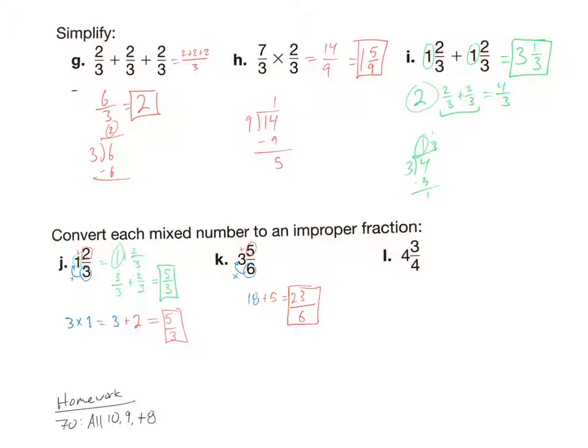One more time. I'll say 4 times 4. That's 16, plus the number on top, which is 3. 16 plus 3 is 19, and then 19 over whatever this denominator is right here, 4. Feel free to back that up and watch that part again if you need to.